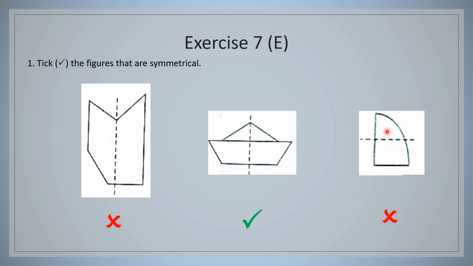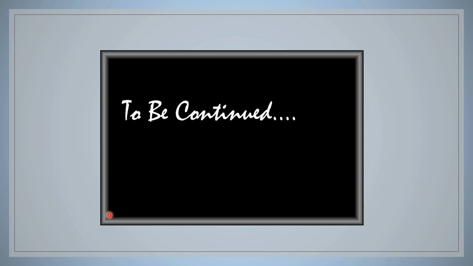So you tick mark, because they have said tick the figures that are symmetrical. So we have tick marked the figures that are symmetrical and we have cross marked the ones which are asymmetrical. So we'll move on with this topic in our next video.